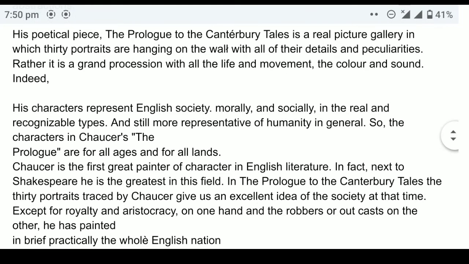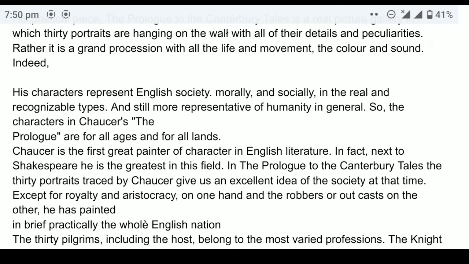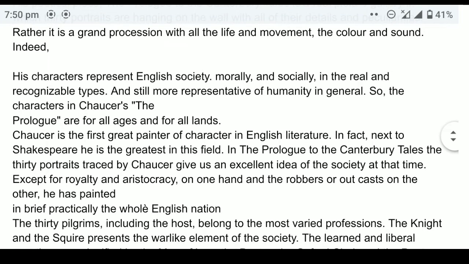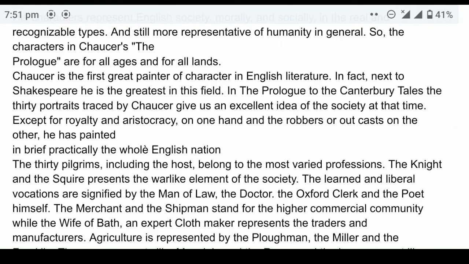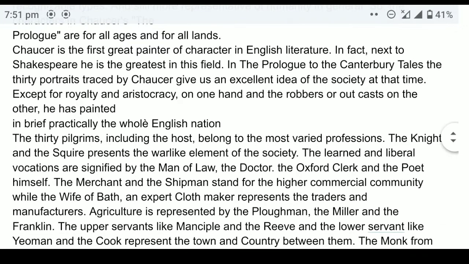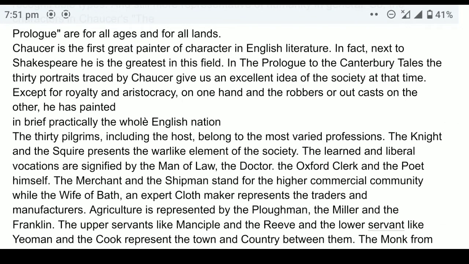His poetical piece, The Prologue to the Canterbury Tales, is a rare picture gallery in which 30 portraits are hanging on the wall, with all of their details and peculiarities. Rather, it is a grand procession with all the life and movement, the color and sound in it. His characters represent English society, morally and socially, in real and recognizable types, and still more representative of humanity in general. So the characters in Chaucer's Prologue are for all ages and for all lands.